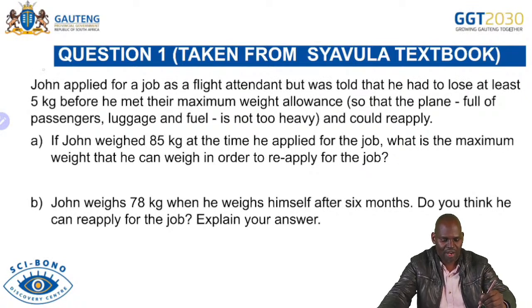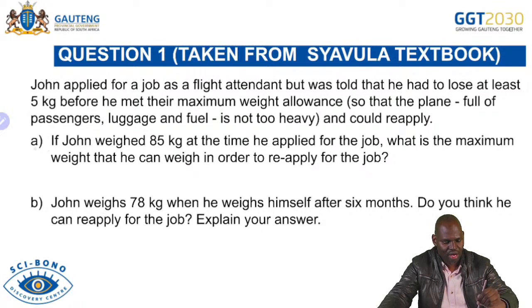John applied for a job as a flight attendant, but was told that he had to lose at least 5 kilograms before he met their maximum weight allowance, so that the plane full of passengers, luggage, and fuel is not too heavy, and could reapply. Very, very important. You must also read, boys and girls. Very, very important that if you don't understand the scenario, even if it means you read it more than once, please do it.